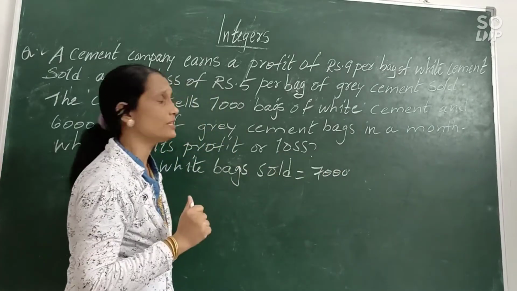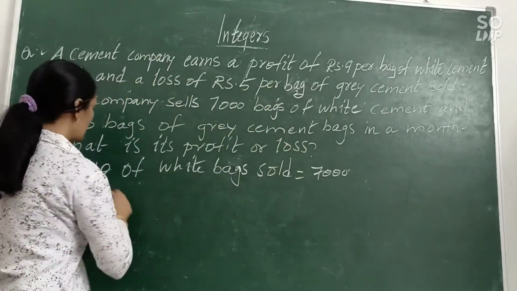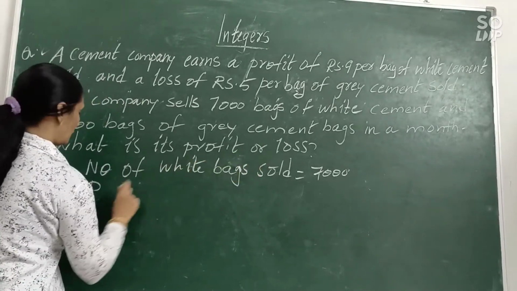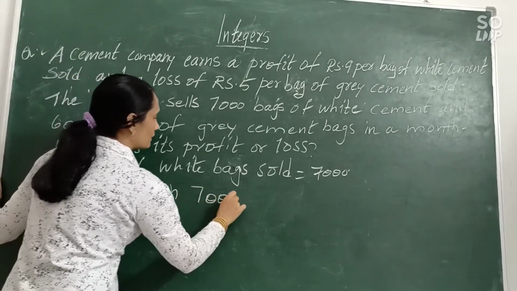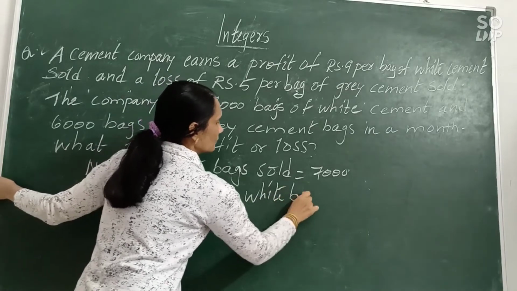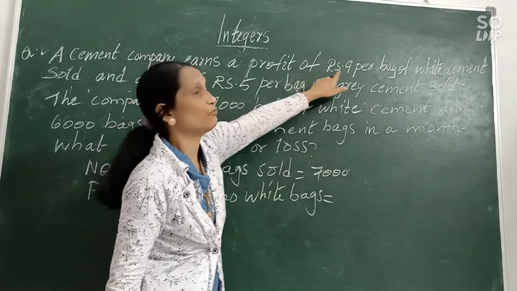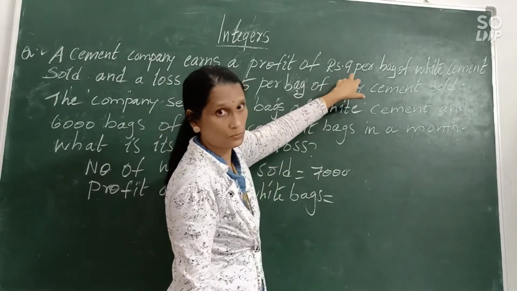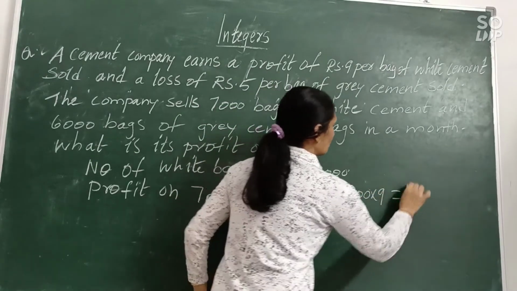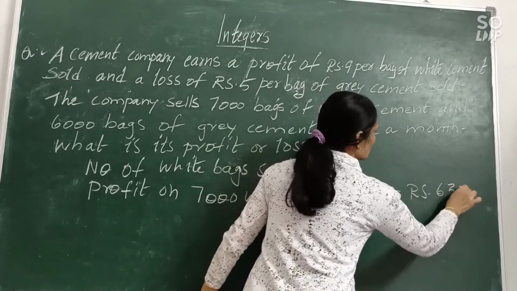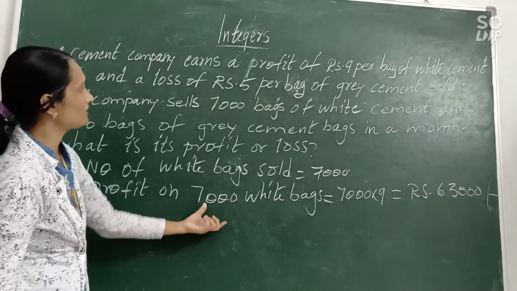Okay, so what is the profit? Number of white bags is 7,000. Each bag profit is 9 rupees. So what is the profit on 7,000 white bags? How will you get? By multiplying 7,000 into the profit on one bag, that is 9. So 7,000 into 9 is equal to rupees 63,000. This is the profit they get by selling 7,000 bags.